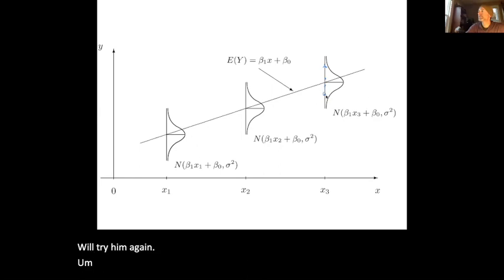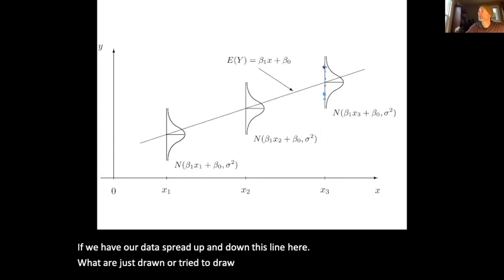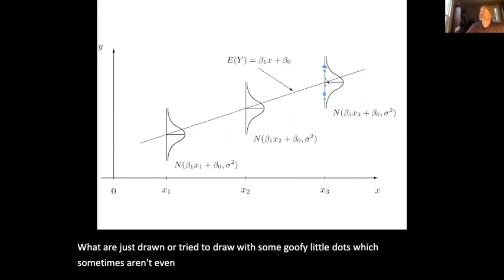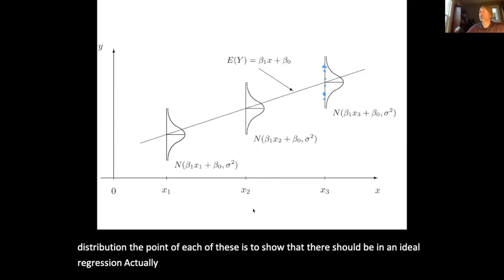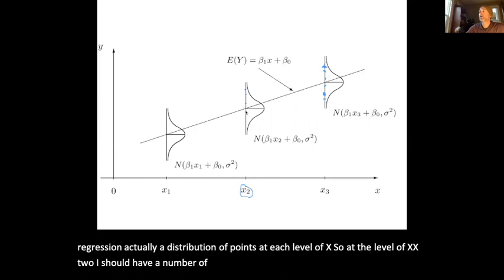If we have our data spread up and down this line here, what I've just drawn or tried to draw with some goofy little dots, which sometimes aren't even dots, are 6 points. And so 6 points evenly distributed within a distribution. The point of each of these is to show that there should be, in an ideal regression, actually a distribution of points at each level of x. So at the level of x, x2, I should have a number of points along the line here, and I'll draw these now as hash marks instead of dots because it's working out better for me.